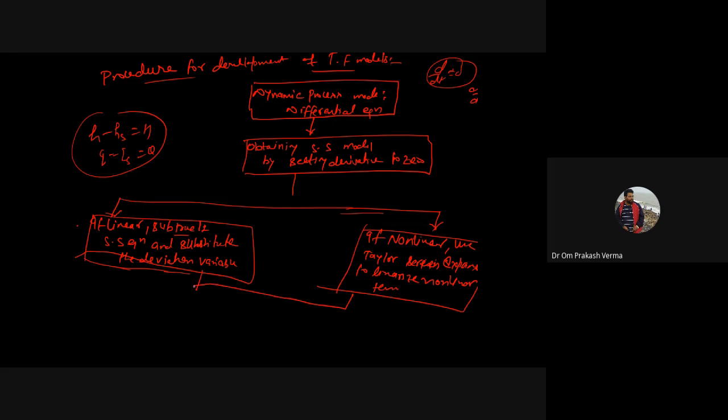Then what do we have to do after that? Finally you have to express your model in the deviation variable form. Then what will we do next? The deviation variables have come, q minus qs has come, a form like dh by dt is equal to q minus q, whatever.